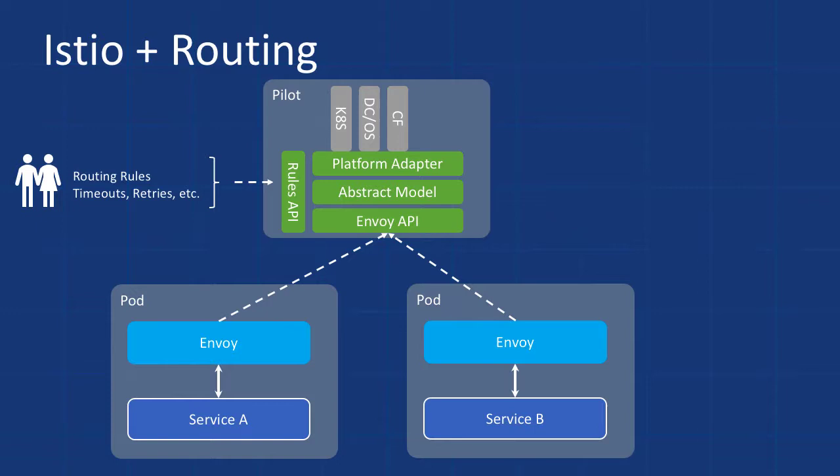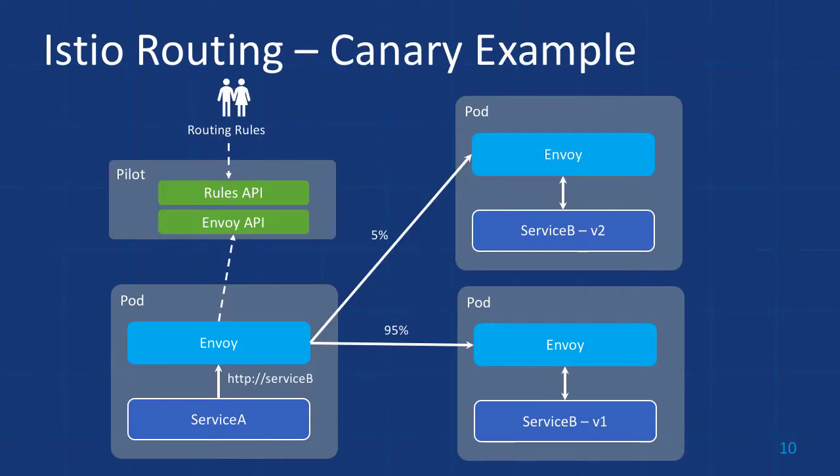Then there's an Envoy API. So the Envoy API is going to be essentially the gateway, or it's going to be the communication mechanism for each of those Envoy proxies. So each of those Envoy proxies is going to talk to the Envoy API, and they're going to have a local cache of all of the routing rules. So whenever something like service A wants to do a communication out, it's going to walk through its Envoy proxy, which has all of the routing rules inside of it. So here's an example of Istio routing with a canary.